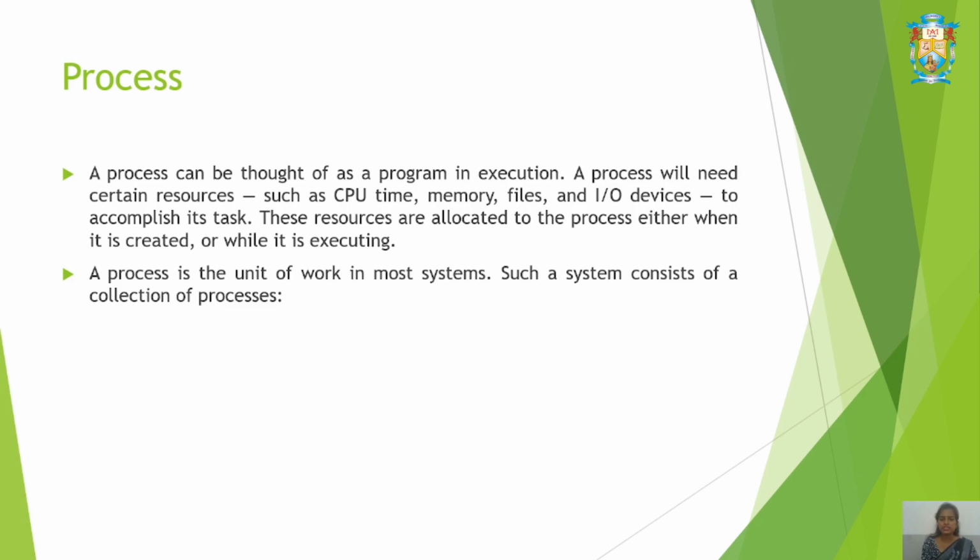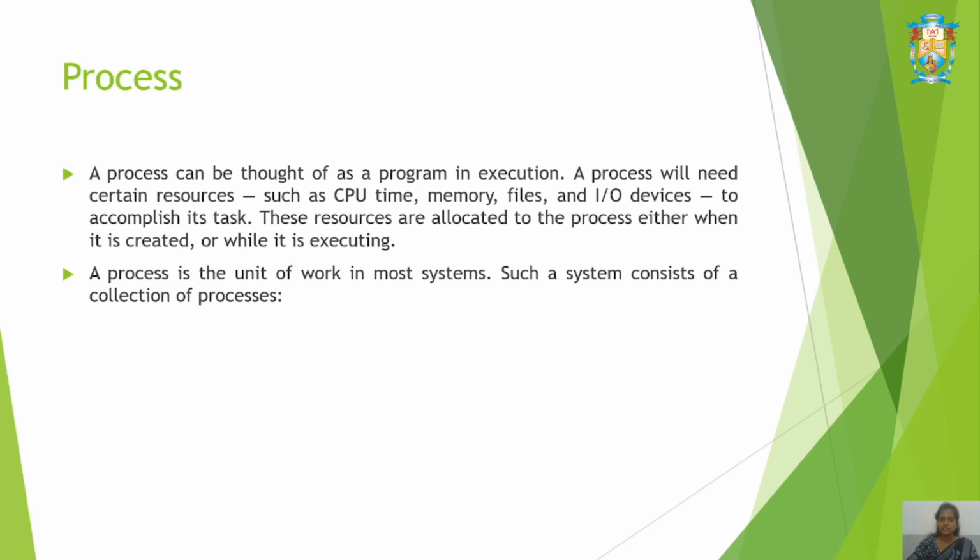Now these processes need certain resources such as CPU time, memory, and IO devices in order to complete their task. These resources are allocated to the process either when it is created or while it is executing. The process is a unit of work in a system, and most systems consist of collections of processes. So we know what a process is, that is a program under execution.